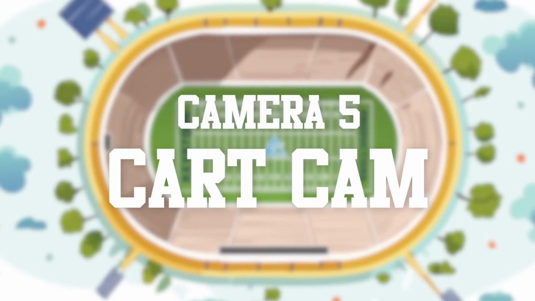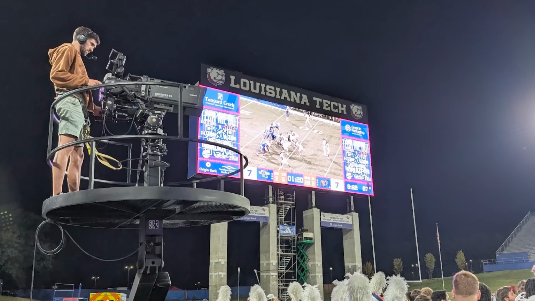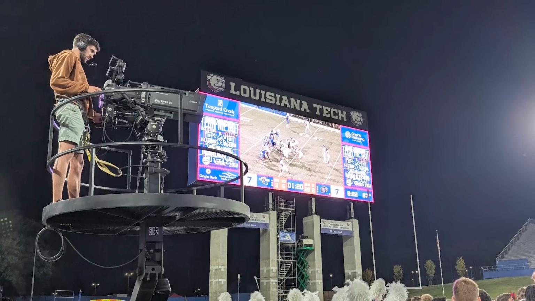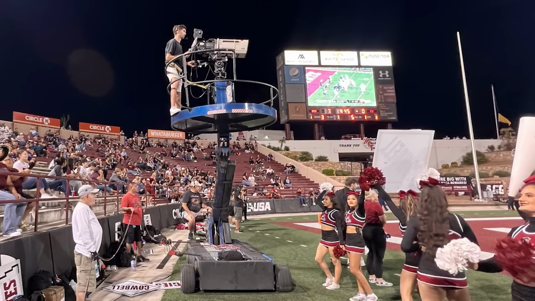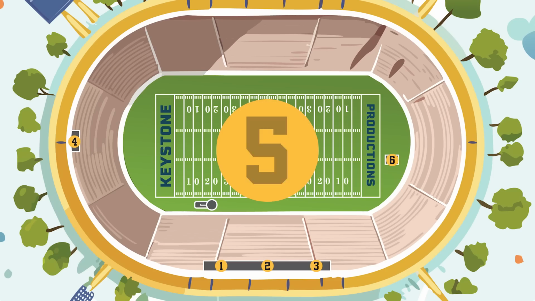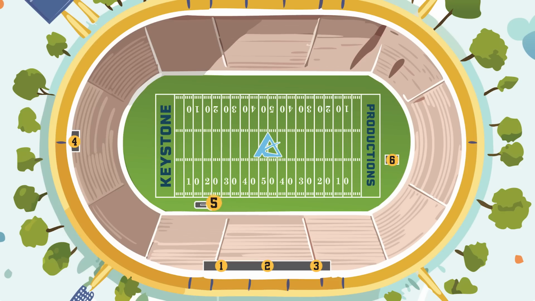Camera 5, cart cam. Now let's move on to my personal favorite camera, the cart cam. This camera is built on a pedestal on a specially designed cart, which is independently driven by a specialized cart driver. It will typically be located on the near side of the field behind the bench area and will move left to right along the length of the field depending on where the ball is at any given time.